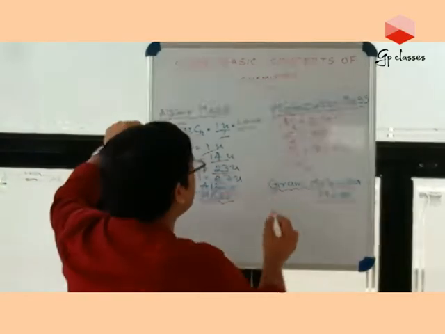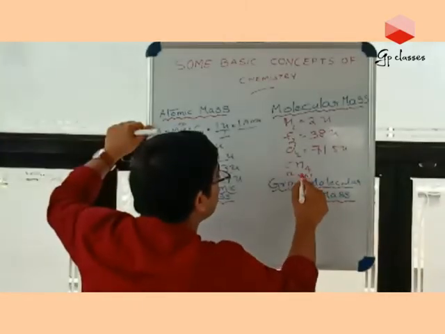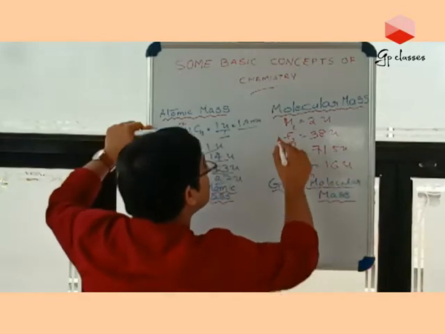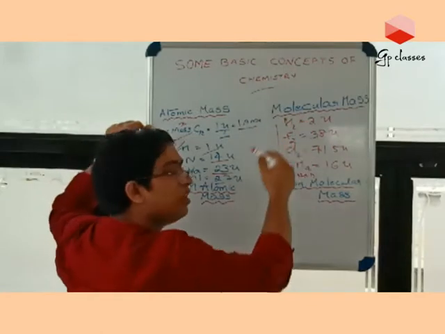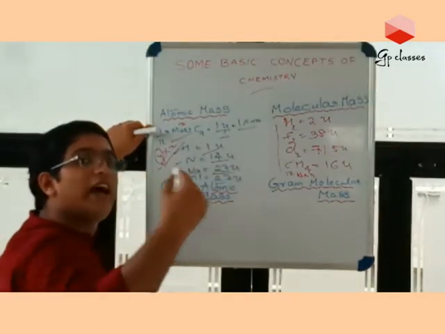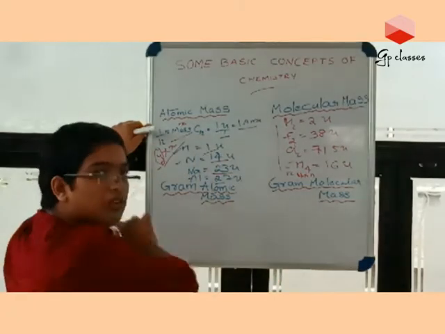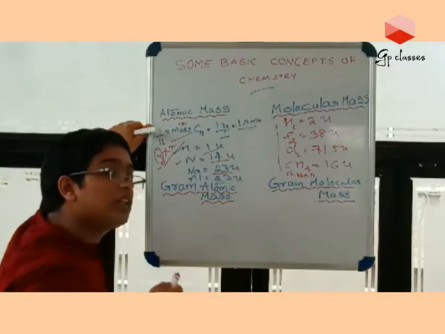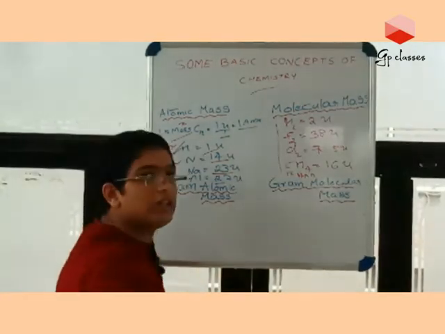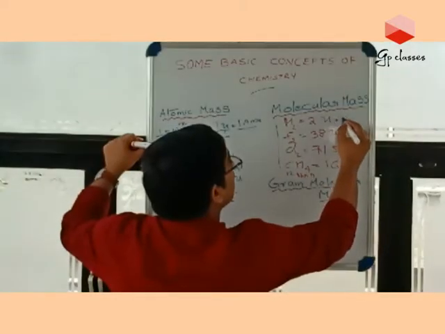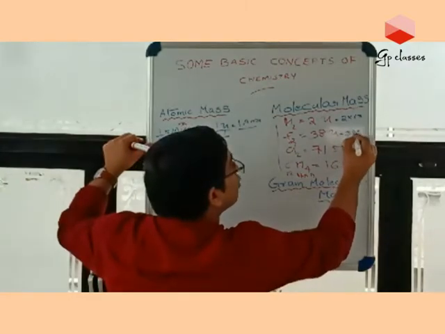We can take a compound, CH4. CH4 is methane. Carbon is 12, then what about hydrogen? 4 into 1. So methane is 16U. So this is molecular mass. It is the mass of a molecule. How can we define molecular mass? It is the factor by which a molecule is heavier than 1/12 the mass of carbon 12. What is 1/12 the mass of carbon 12? That is 1U. So hydrogen is 2 into 1U, and fluorine is 38 into 1U.